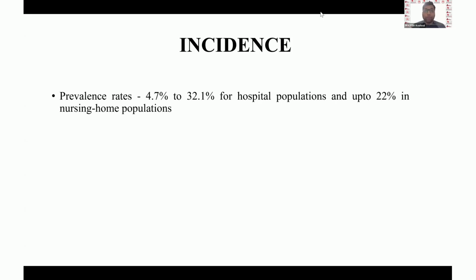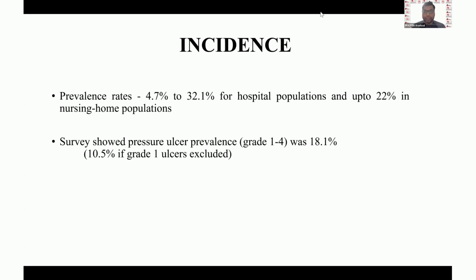So what is the incidence of these pressure injuries in your critical care setup or hospital setup? The prevalence rate is 4.7 to 32.1% for the hospital population and up to 22% in the nursing home population. Surveys showed that pressure ulcer prevalence from grade 1 to 4 was 18.1%, and 10.5% if grade 1 ulcers are excluded. The sacrum and heels were the most affected locations, as we all know.